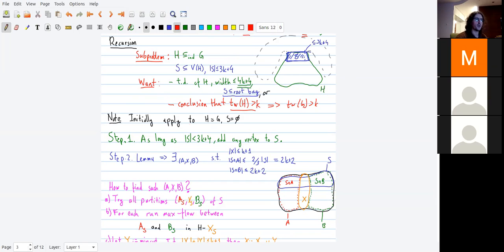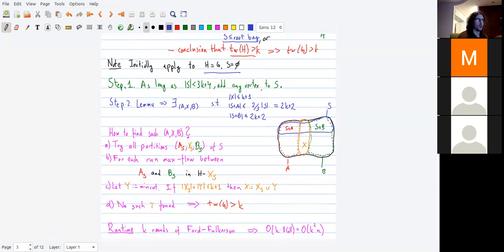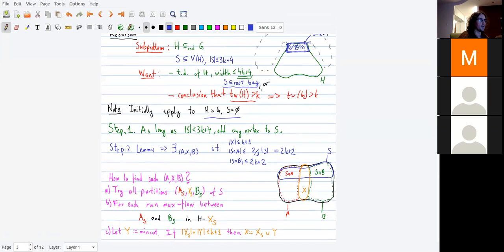So if we have such a recursive scheme, of course, we can apply it initially to the whole graph, with the empty set being the set that is requested to be in the root bag, and then this gives us the outcome that we wanted in our algorithm. Good. So now we are solving this recursive subproblem.